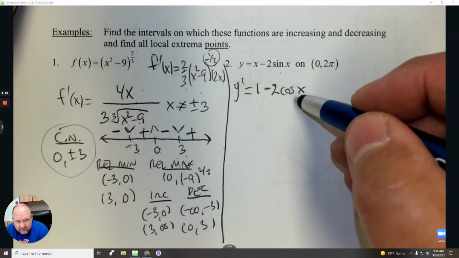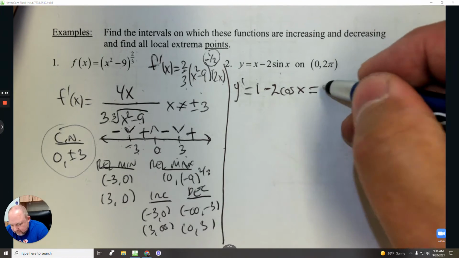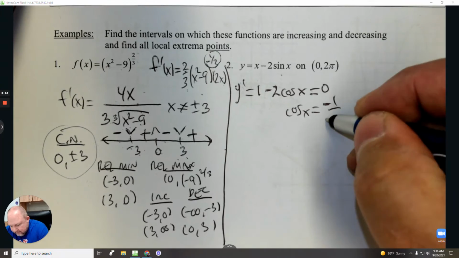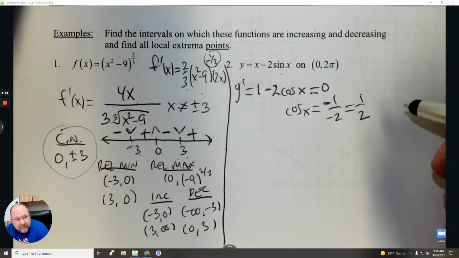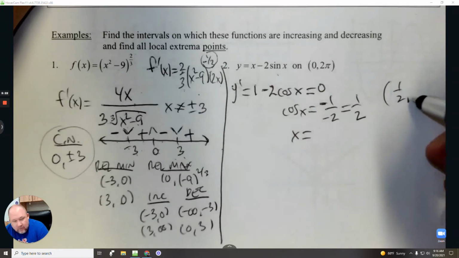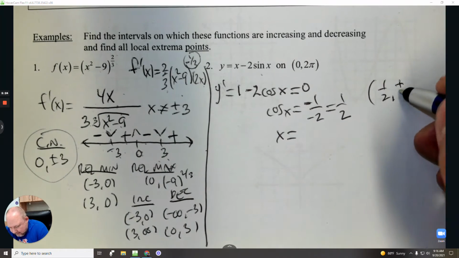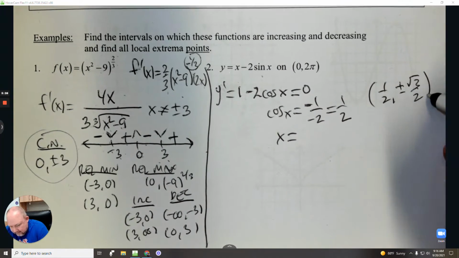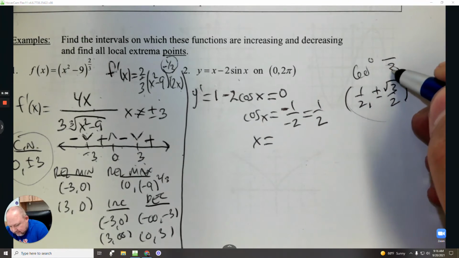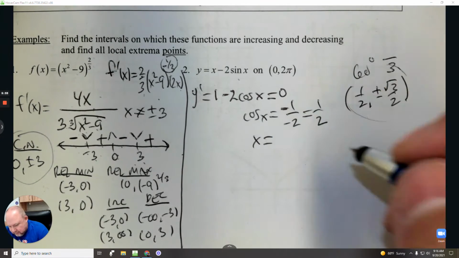This again is continuous, no discontinuity. So make it equal to 0 and solve it. I'm going to subtract 1 and divide by negative 2. So that's positive a half. If the x coordinate is positive a half, the y coordinate is either positive or negative root 3 over 2. This is a 60-degree reference angle. The radian would be pi over 3.